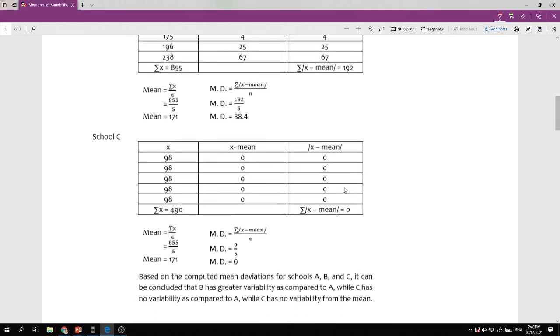So look at this. Based on the computed mean deviations for schools A, B, and C, it can be concluded that B has greater variability as compared to A, while C has no variability from the mean.